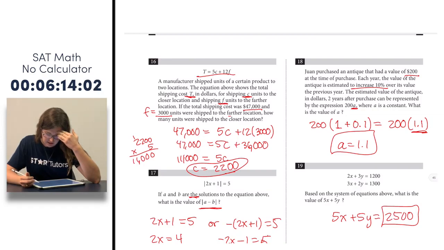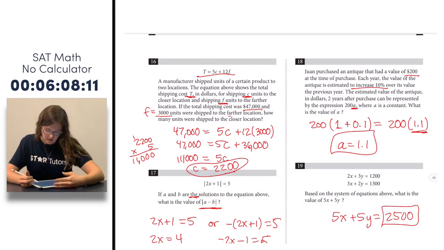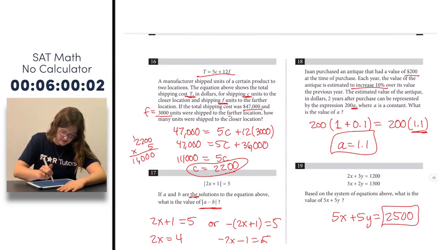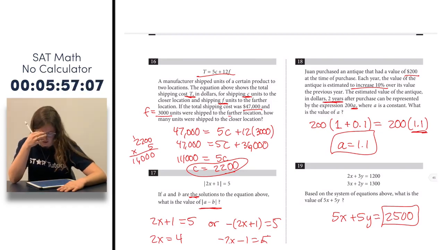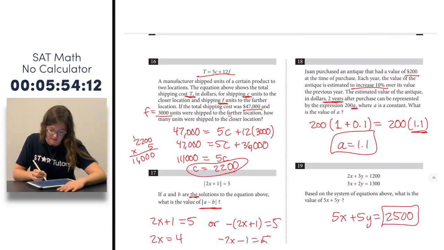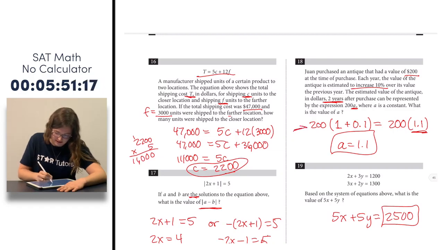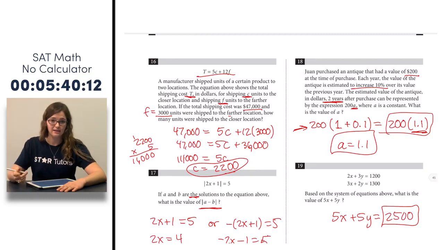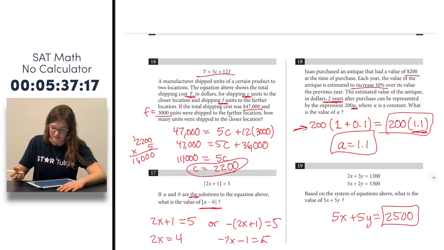18. One purchased an antique valued at 200 at the time you purchased it. Each year the value has increased 10%. The estimated value of the antique in dollars 2 years after purchase can be, oh wait, 2 years after purchase. Oh, because this is the amount of money. Okay, wait. So, guys, I just realized what I did was 1 year after the purchase price. 1 year after the purchase price is 200 times 1.1, because I just went up 1 year. So I'd have to do it again to figure out what happens in the second year. After the second year, I would have to multiply by 1.1 again.